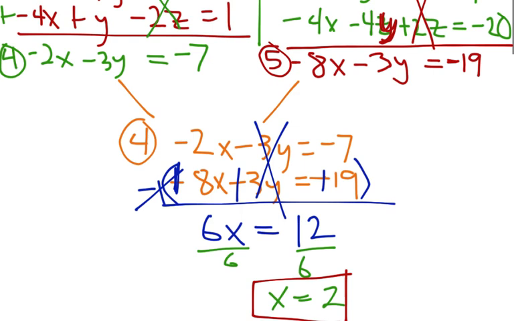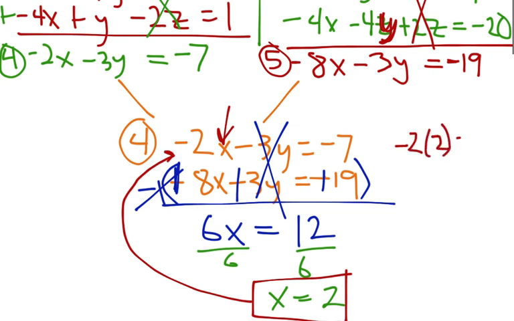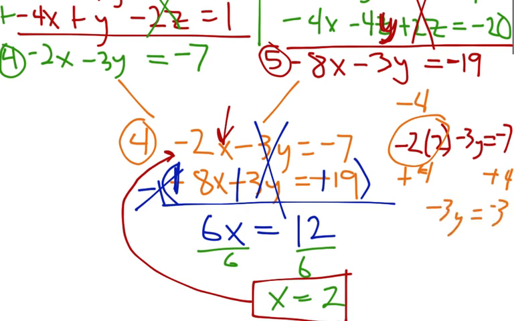So now I start taking this variable and working my way back up further and further to find my other two variables. Okay. Well, let's start by going one level up here and plugging in my 2 here for x. So I'm going to get negative 2 times 2 minus 3y equals negative 7. So I'm looking for y right now. So this is going to give me negative 4. Okay, so I'm going to add 4 to the other side. That's going to give me negative 3y equals negative 3, which means that y equals positive 1.